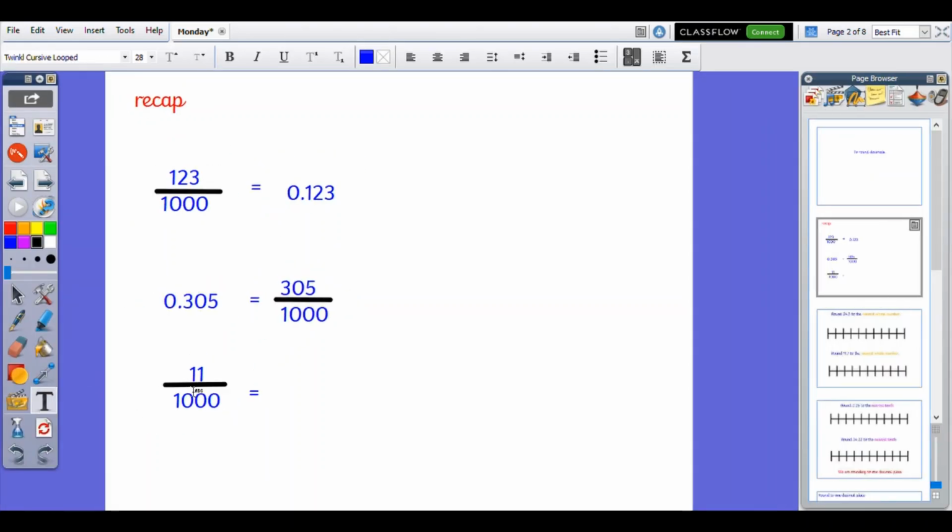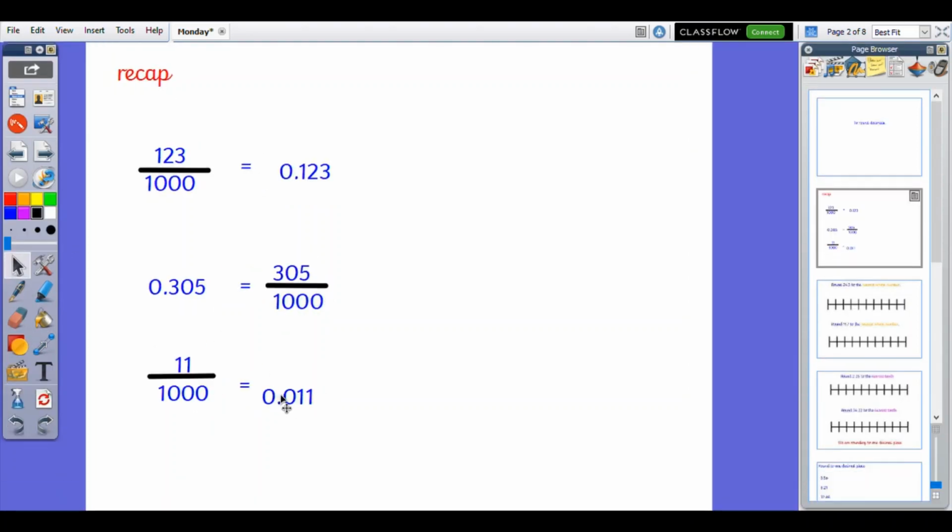And then I have 11 thousandths. So this time I don't have a 3-digit number on top, so that means that I don't have any tenths. So I would have 0.011. So I've got 11 thousandths. Okay, super. So let's move on to our rounding for today.